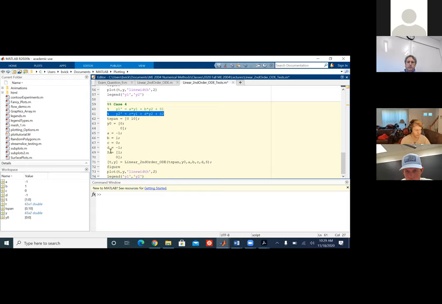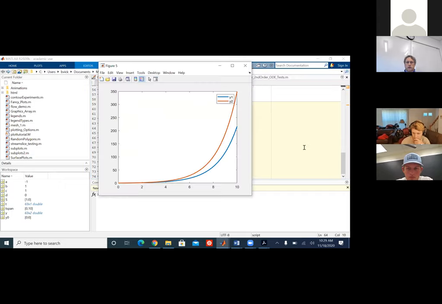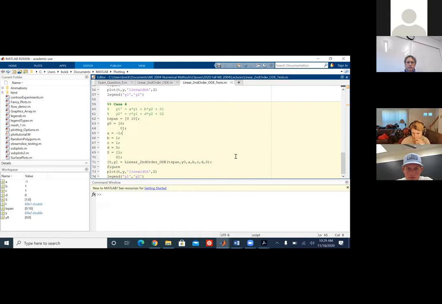So let's put in some interaction. Let's kill that term right there. Let's just put interaction with Y1. Let's put in zero there and one there. So this way, Y2 grows in proportion to Y1. It has nothing to do with itself and has no source. Let's try that case. Run. There you go. It's a runaway problem. But you see, Y1 starts to grow and Y2 is growing too. So I don't like that one.